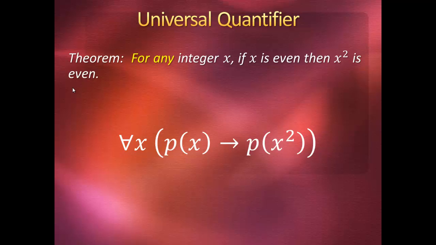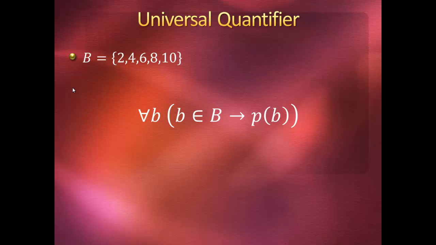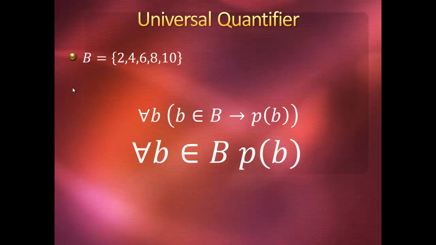Now that's just fine for the universal set. But what if I want to know if a predicate is true for all members of some smaller set? For example, suppose B is the set from earlier, 2, 4, 6, 8, 10. Well then, we at least know that everything in B will be even. So we could write, for all little b, if little b is in B, then P of little b is true. Or a more common shorthand way to write it is like this. For all little b in B, P of little b is true.